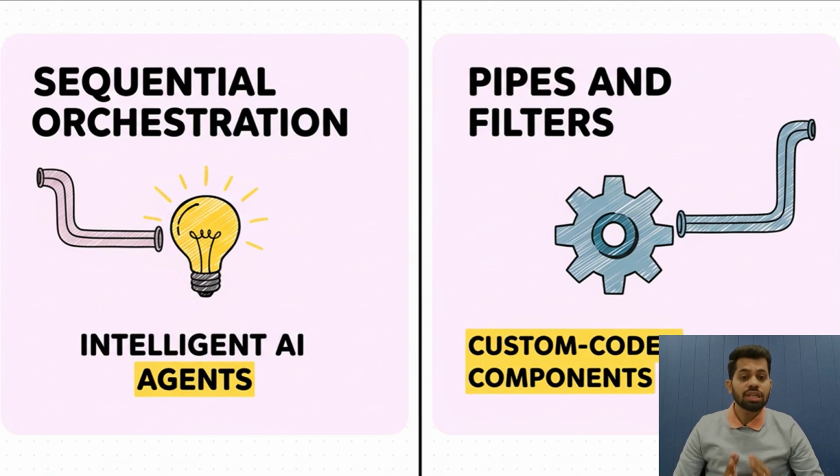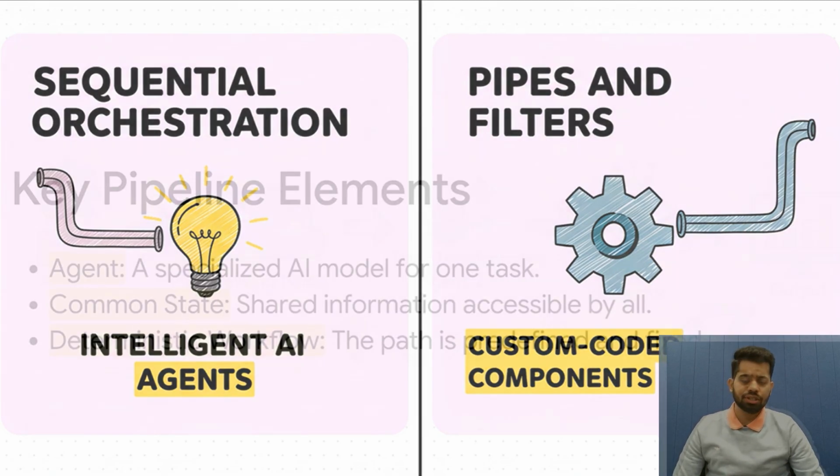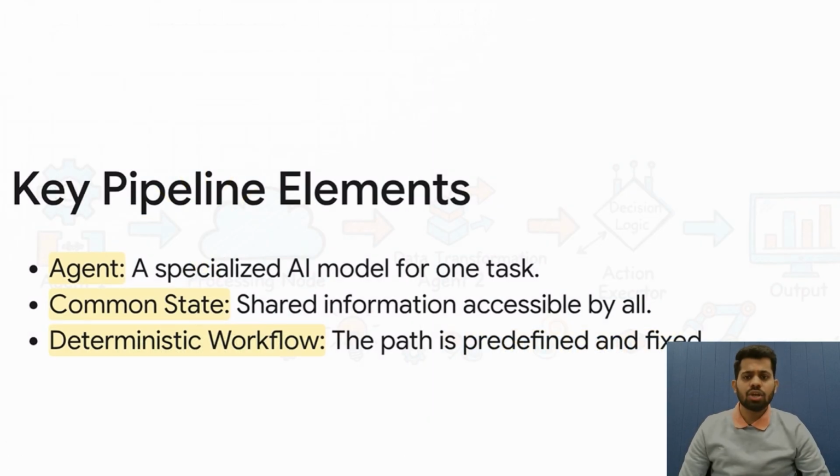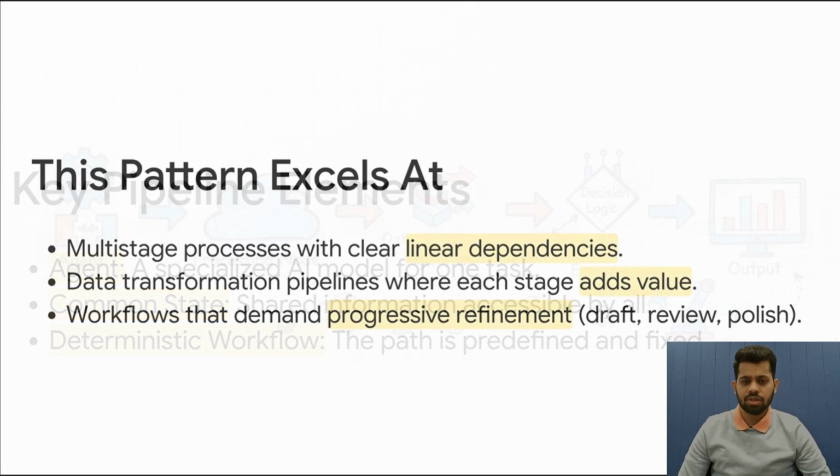And it closely resembles the traditional pipe and filter cloud design pattern, but here we are using intelligent AI agents instead of custom coded components. Crucially, the next agent to be invoked is deterministically defined as part of the workflow. The agents themselves are not deciding where the work goes next.